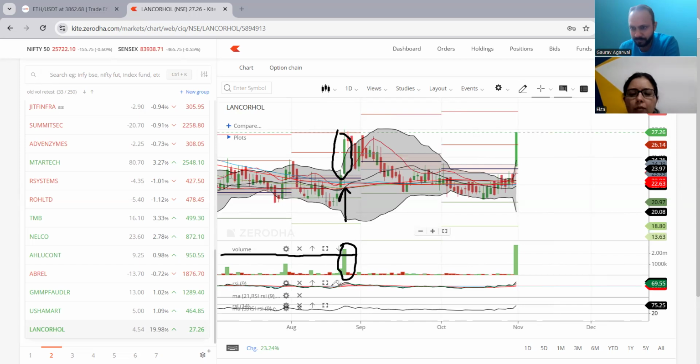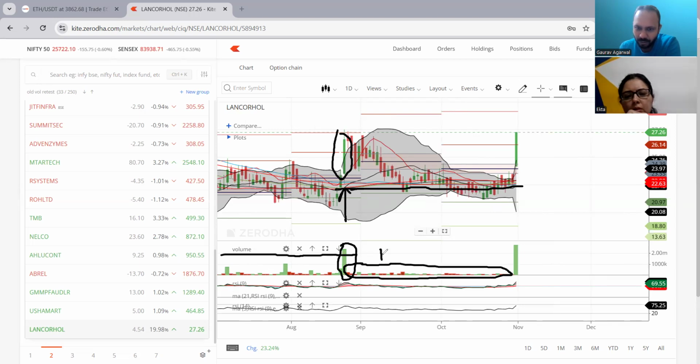But then after that, it's a flat margin, but it is not breaking this area, right? You can see where the smart money entered. It didn't break that area, and the volume after that is dry volume. That means people are not buying, nor are they selling.